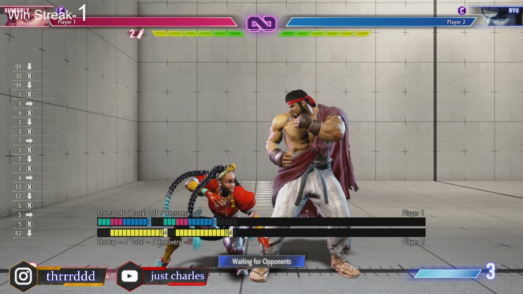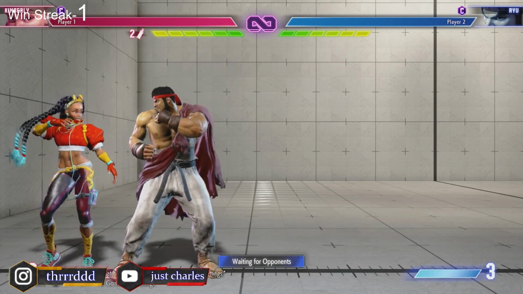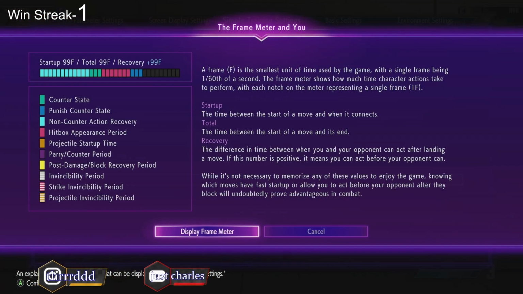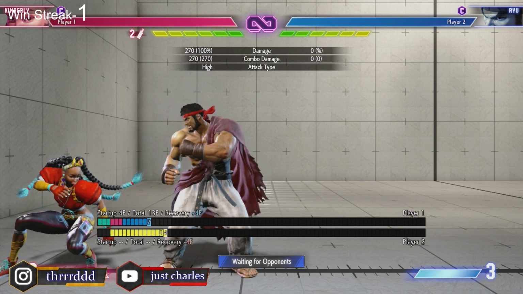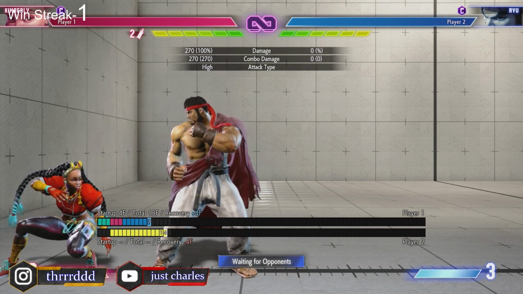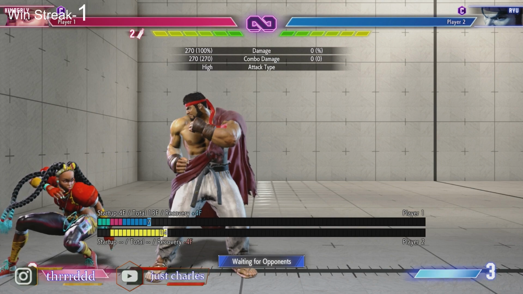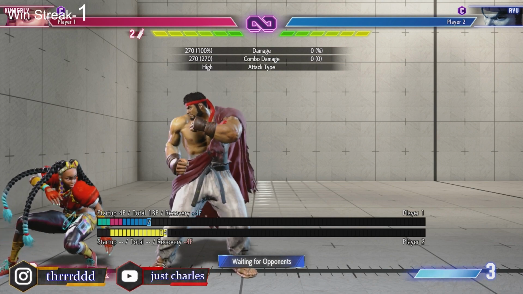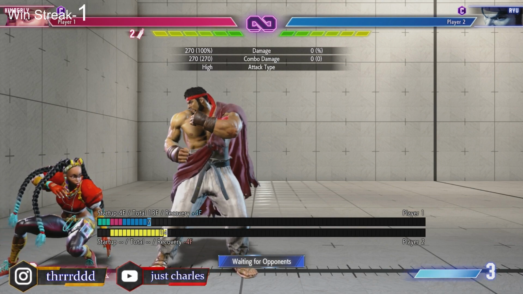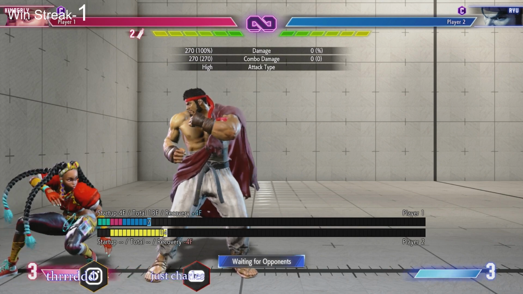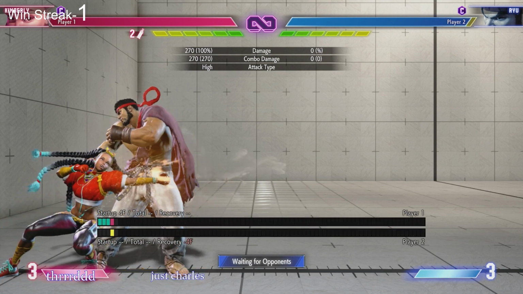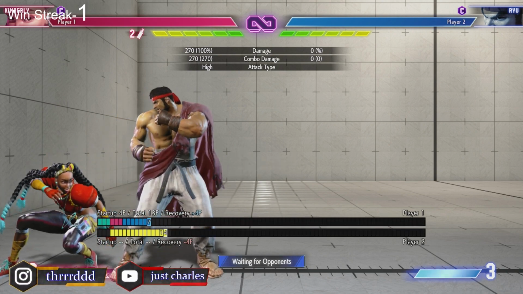So total frames, and what that means is, the explanation by Street Fighter is the time between the start of a move and its end. Meaning my 4 frames of startup, to the point it hits, to the point it recovers, to the end of the move is a total of 13 frames that move is out there for. So remember, you got startup 4 frames, total 13 frames.